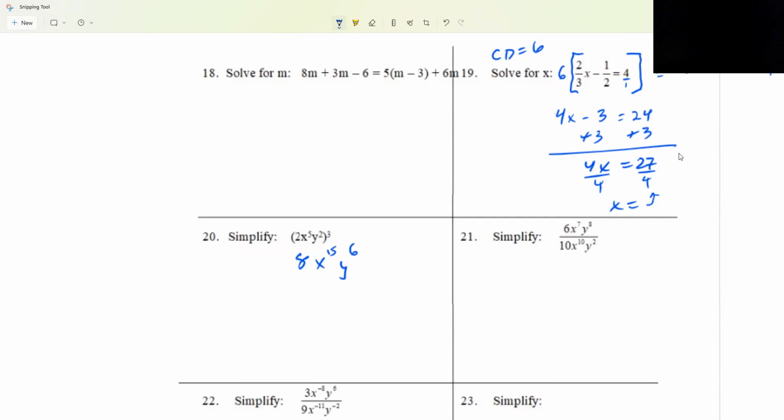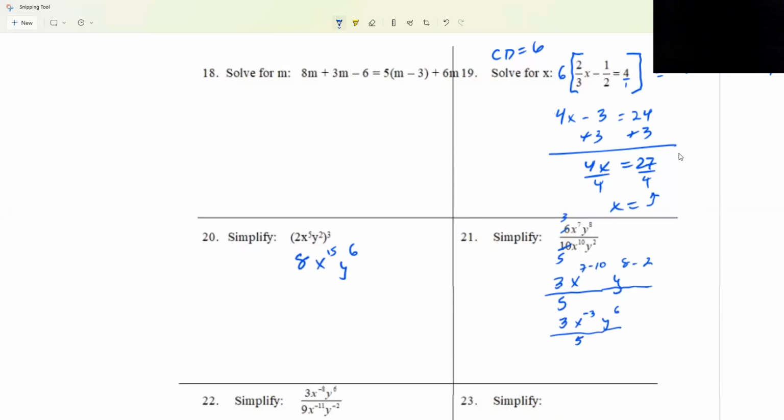Okay. For number 21, you've got one problem. Just do it in parts, though. You've got basically 3 parts. So 2 goes in here 3 times. 2 goes in here 5 times. So you're going to get 3 over 5. And then you've got 7 minus 10. And then you've got 8 minus 2. Okay. Do that, you're going to end up with 3x to the negative third y to the sixth all over 5.